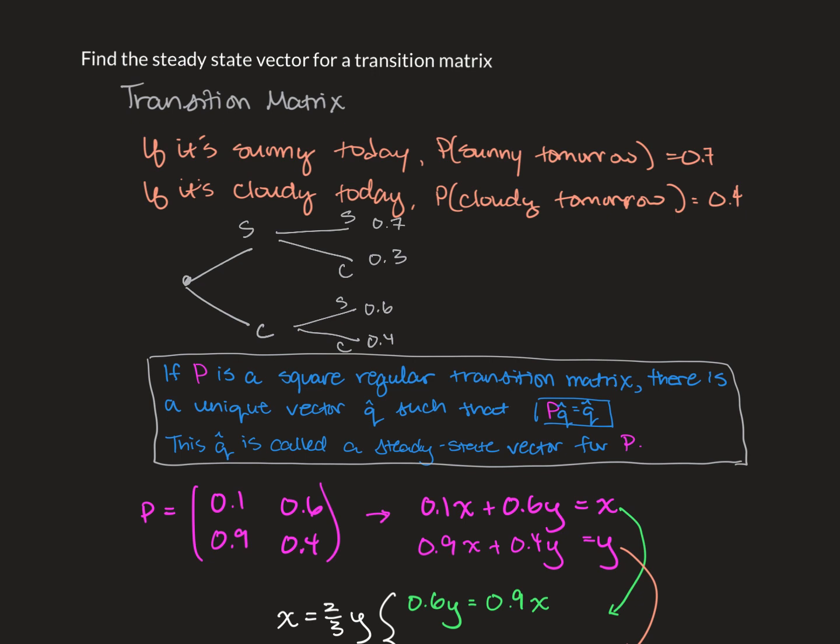You could also draw this as sunny and cloudy, where we say that there is a 70% chance that it repeats to be sunny, or a 30% chance that it is cloudy, a 40% chance that it repeats to be cloudy, or a 60% chance that it moves over to sunny.